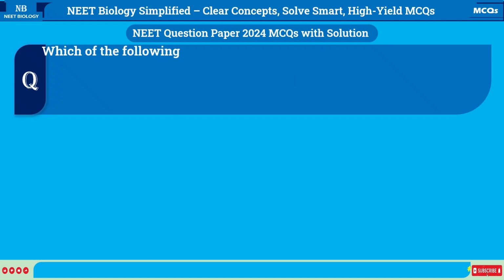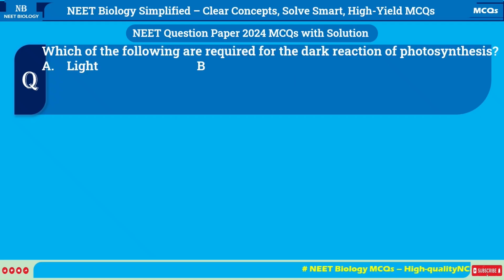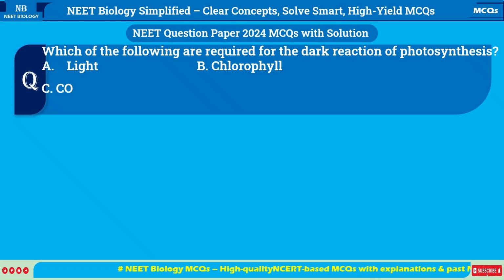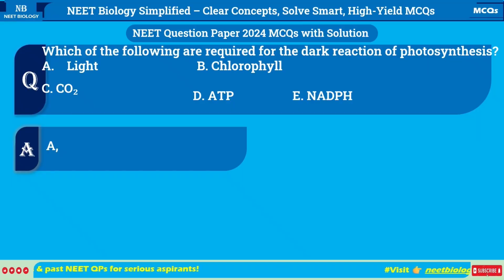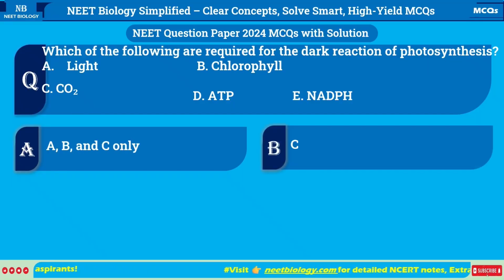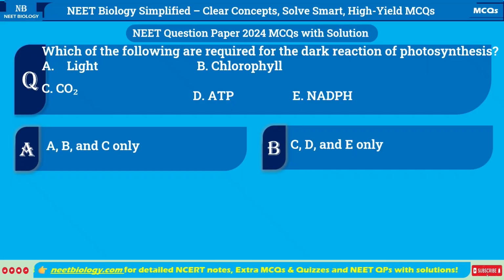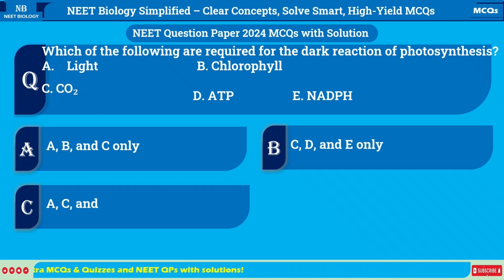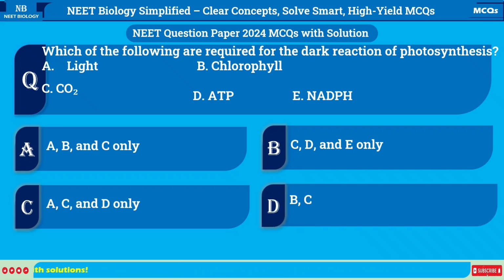Which of the following are required for the dark reaction of photosynthesis? A. Light, B. Chlorophyll, C. CO2, D. ATP, E. NADPH. A, B, and C only. B, C, D, and E only. C, A, C, and D only. D, B, C, and E only.